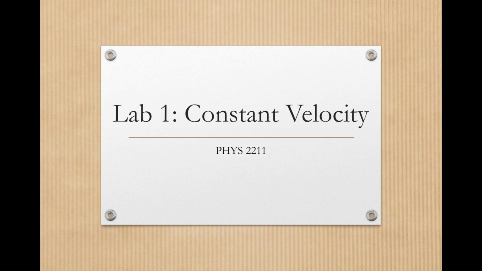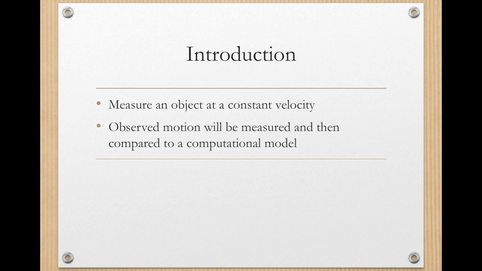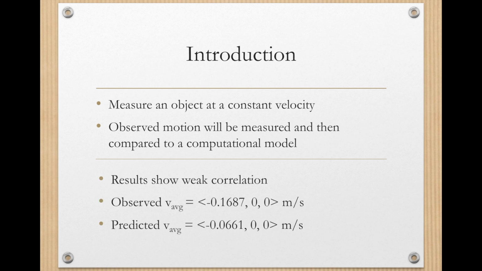We are surrounded by moving objects every day, and velocity plays a key role in understanding and predicting that motion. This lab measures an object traveling at a constant velocity, that is, an object moving at the same speed without changing direction. The observed motion of this object will be measured and then compared to a computational model to see how well predictions of motion match what is observed.